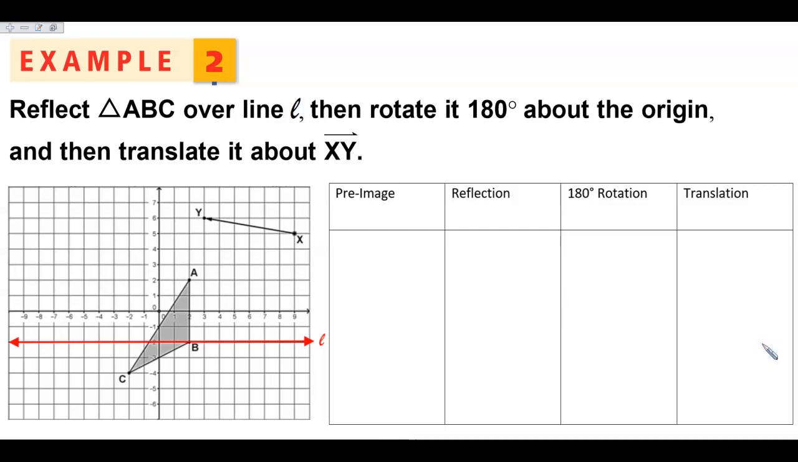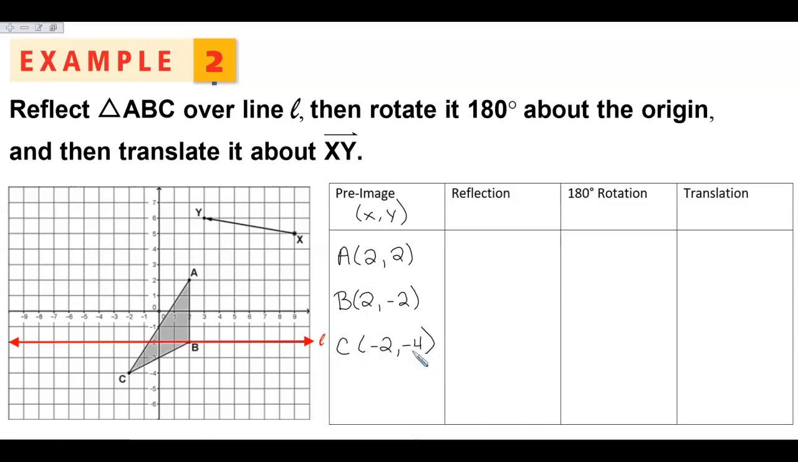Okay, looking at this example, now I'm looking at 3 different transformations. The first one, we did 2 transformations. This one, we're going to look at 3. I'm going to start by writing the coordinates of my pre-image. With my pre-image, point A is at the point 2, 2. Point B is at the point 2, -2. And C is at the point -2, -4.